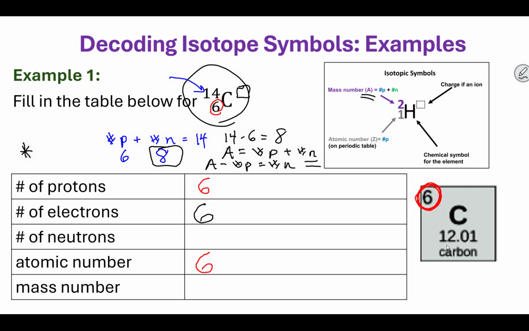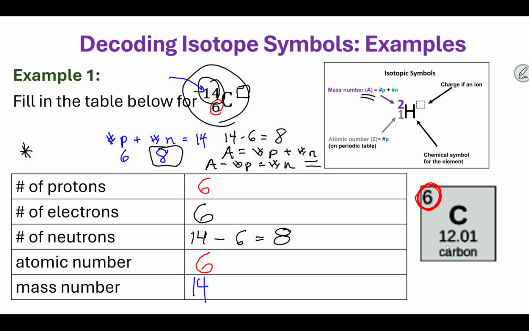Okay, so you have to do a calculation. Let's just show that calculation here. This is 14 minus 6 equals 8, and that's our number of neutrons. And then our mass number here, that's what was given. So our mass number is that 14.